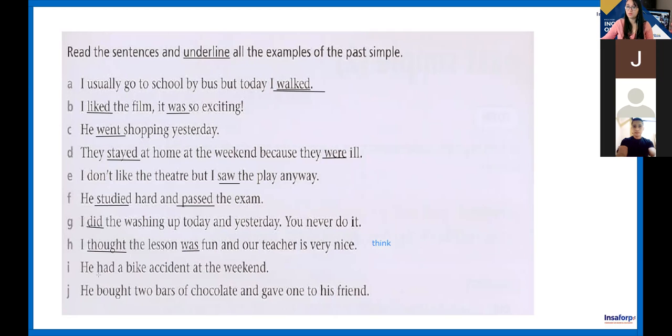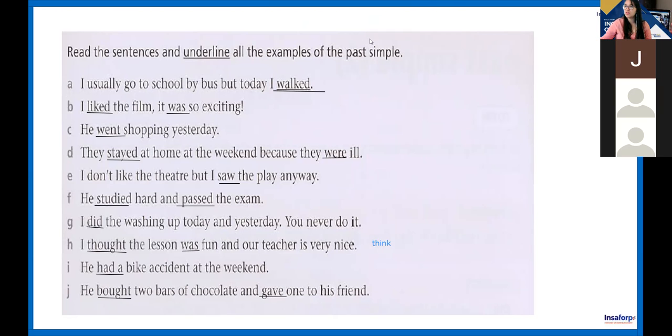Have, muy bien, very good. And letter J? What is the verb? Bought. And another, guys, what is another? Game, that's right. Okay, questions? Or are we okay? No questions?